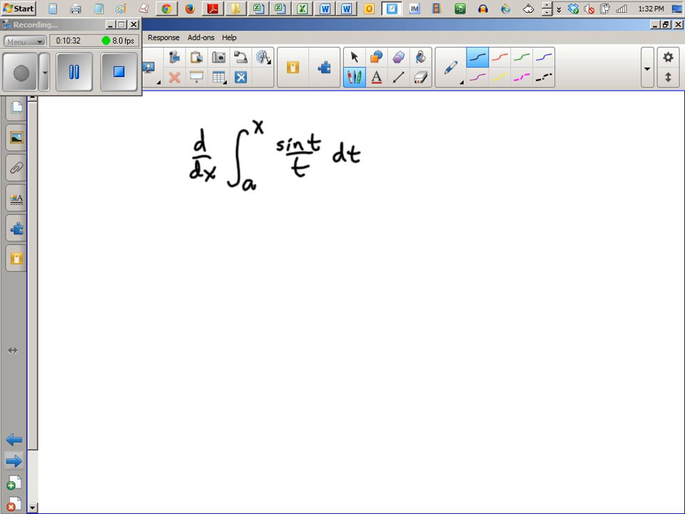Okay? Because what's going on here is we're taking the derivative of the integral. See? So this is not an integral problem, really. This is, let's find the derivative of the integral of sine of t over t. The answer to this problem, by the way, is sine x over x. Sine x over x is the answer. Let me explain why.